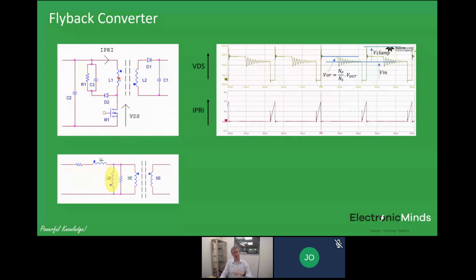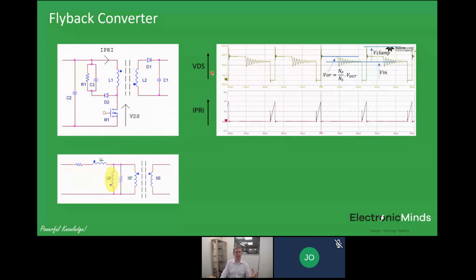When that switch turns off, the polarity of those two windings inverts, and we start to forward bias the output diode here. And what happens is the energy that we had stored in the magnetizing inductance during the on time of that MOSFET now freewheels through to the secondary side and is delivered to the output. So essentially, the transformer core is acting like that bucket of energy.